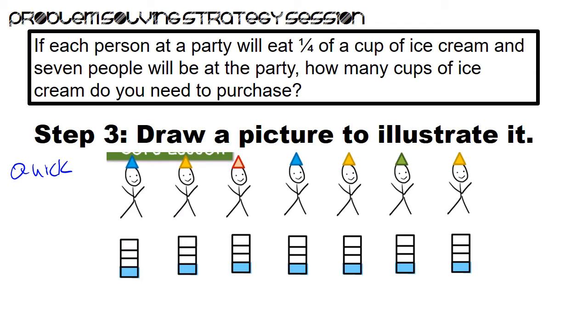And so here we have our 7 friends, and they're each getting 1/4 cup of ice cream. That is all you get, friends. Not a half, not 3/4, but you get 1/4 of a cup of ice cream. So there's our lovely little picture here to illustrate.